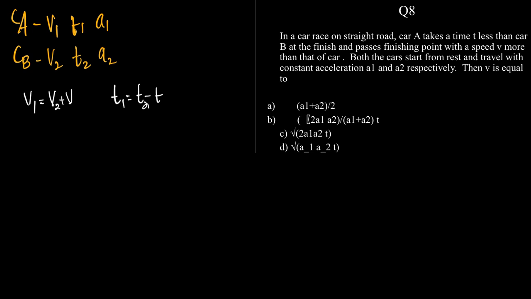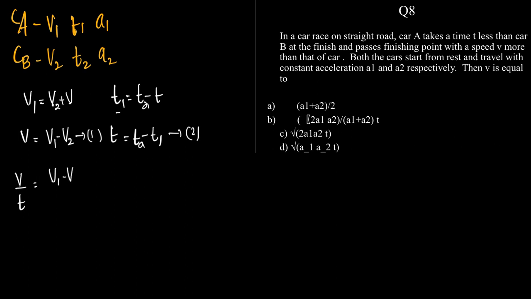As soon as I write this, I convert the equations. v is equal to v1 minus v2. For the second, t is equal to t2 minus t1. I'll mark this as equation 1 and this as equation 2. I'll divide equation 2 by 1. So what do we get? v by t is equal to v1 minus v2, the whole upon t2 minus t1.